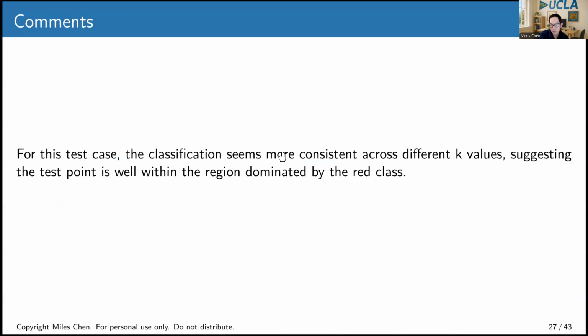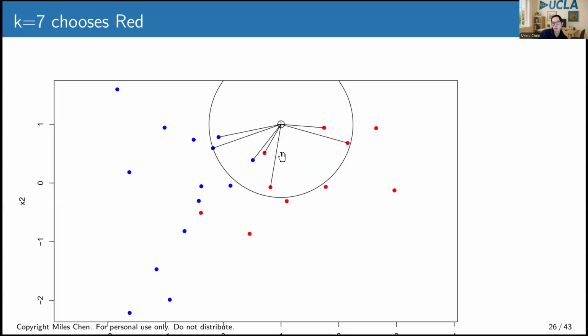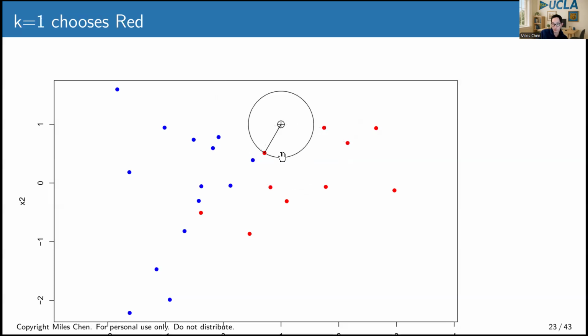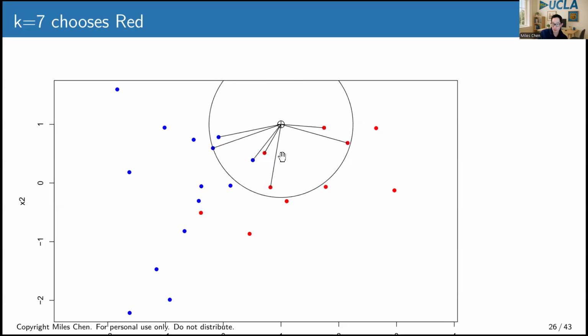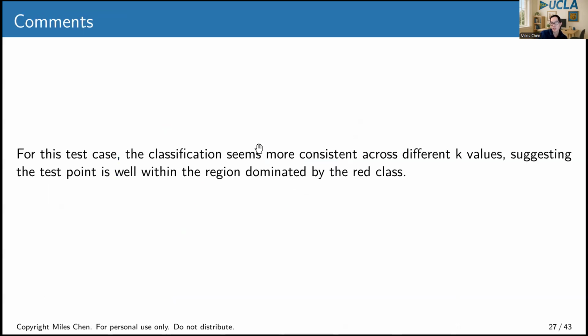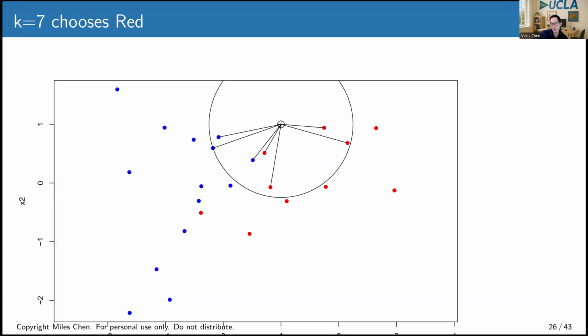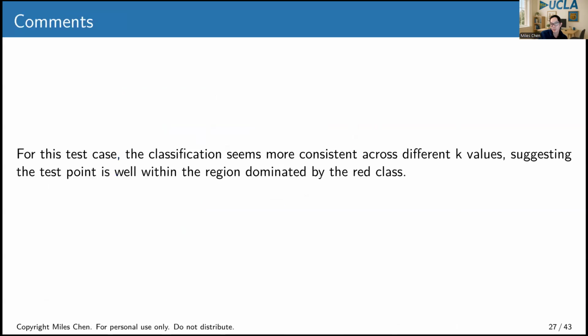So, for this test case, it's more consistent. It always gets voted as red. And this reflects that this test point is more solidly in the, quote, red region of our graph. And I think that aligns with what we are seeing here.